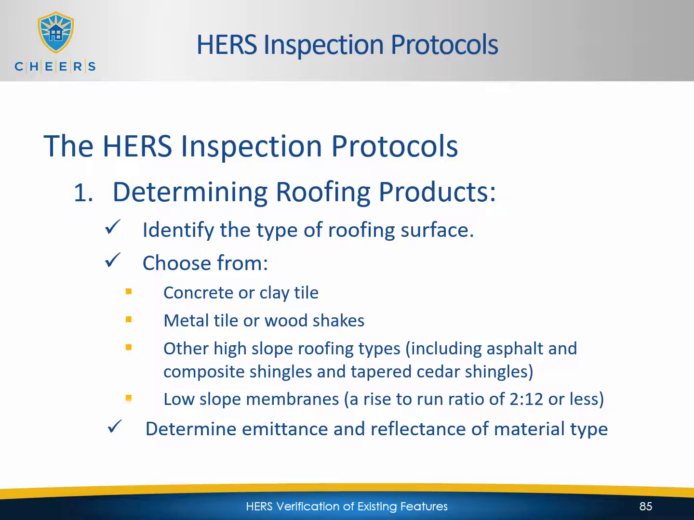You'll determine roof products. You want to identify the type of roofing surface that's being installed. You can choose from concrete or clay tile, metal tile, wood shakes, other high slope roofing types, including asphalt and composite shingles and tapered cedar shingles, or low slope membranes, which is usually found on a rise to run ratio of 2 in 12 or less. You want to determine the emittance and the reflectance of material types.